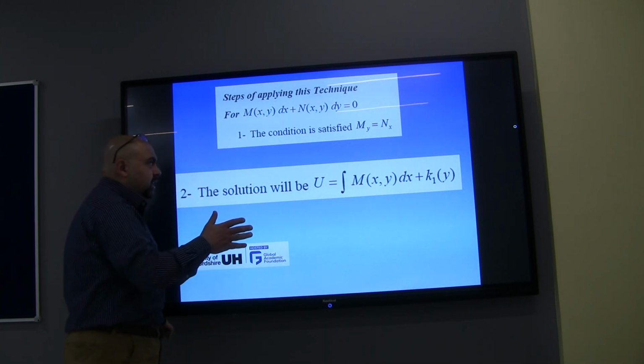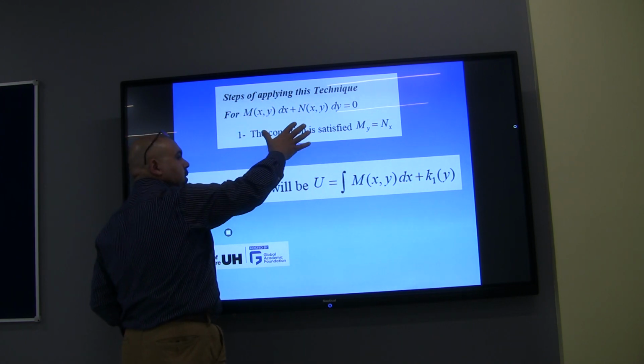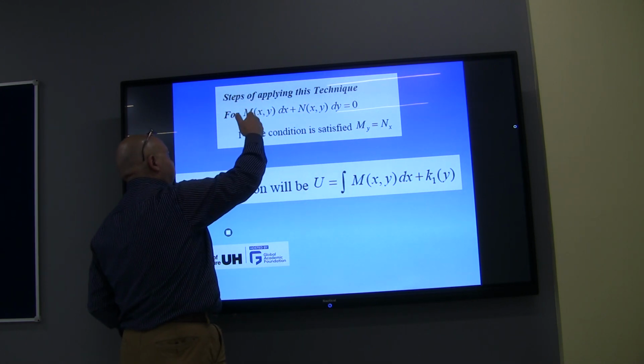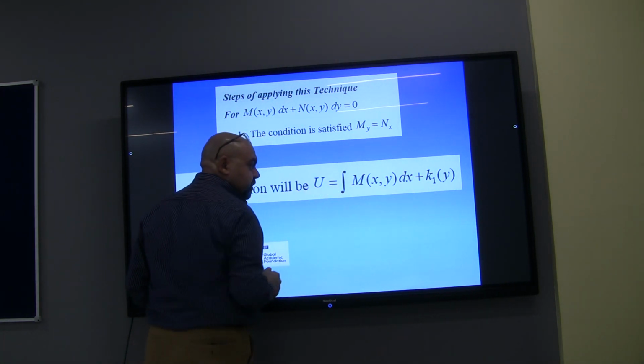If your problem succeeded and your check is correct, I will take one of these two terms, either the part of m times dx or the part of n times dy. I will make the integration.